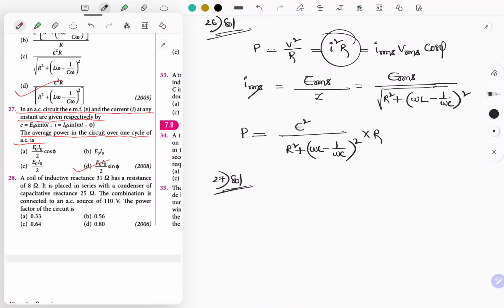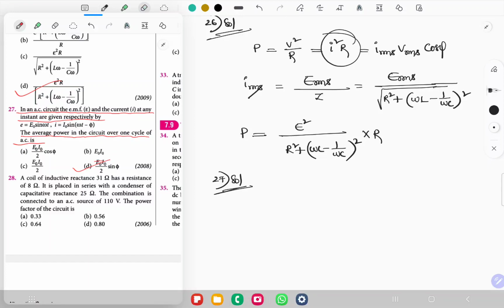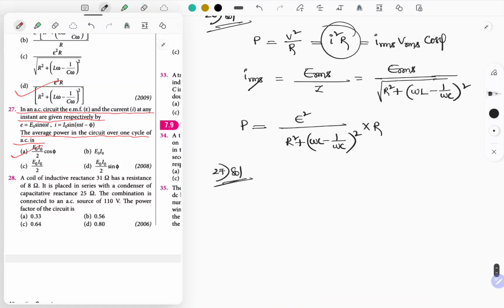Oh, sin phi, because there is a phase difference of phi given, no? It's not sin phi, it is cos phi. Which option? Option A is the correct answer. Sorry. So let's solve the next question.